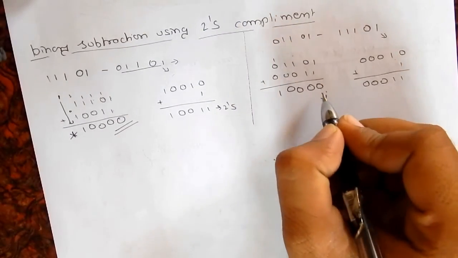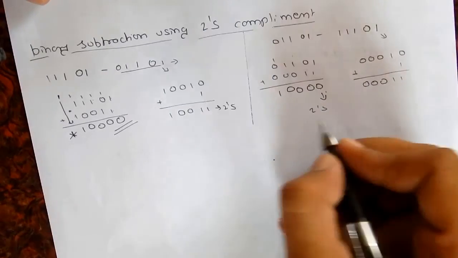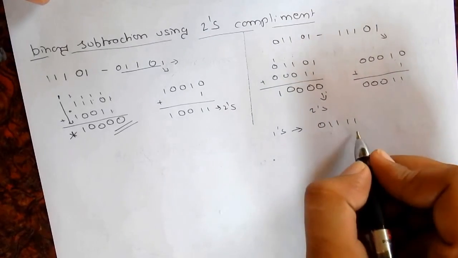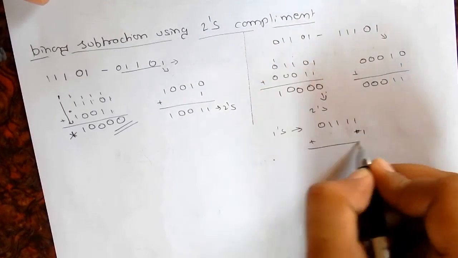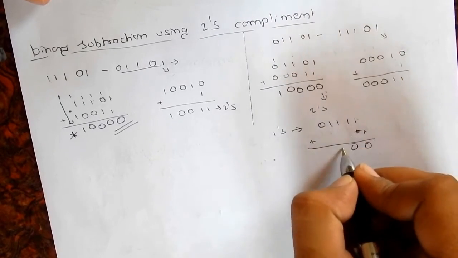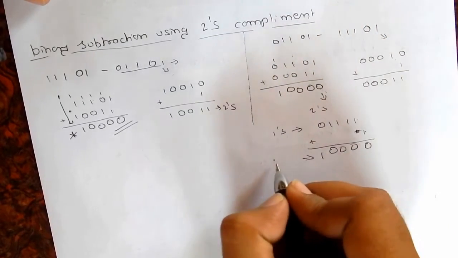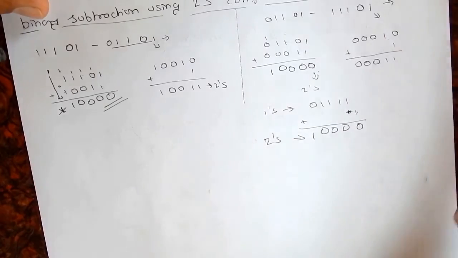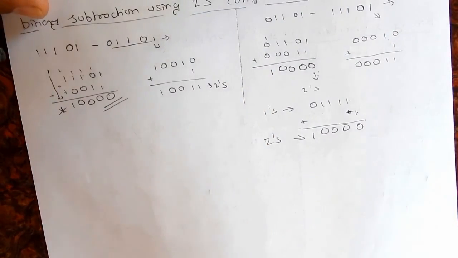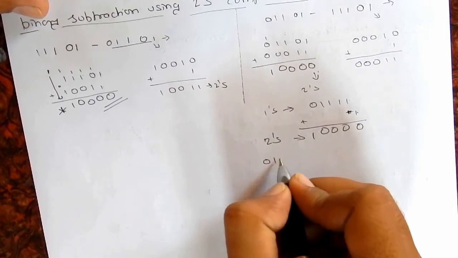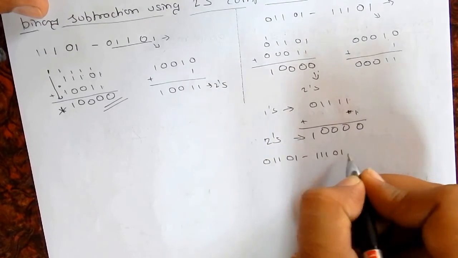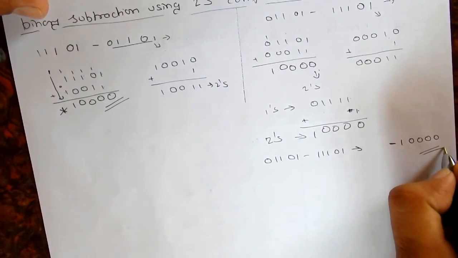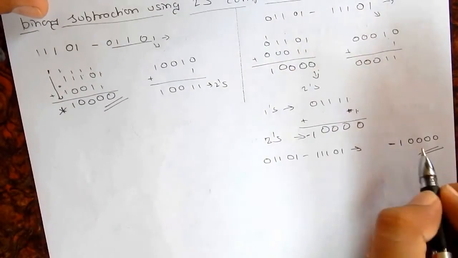For that, what you have to do is find the 2s complement of this number. So the 1s complement will be 0 1 1 1 1, toggling all the bits, and then add 1. 1 and 1, 0; 1 and 1, 0; 1 and 1, 0; 1 and 1, 0 and 1. So this is the 2s complement of this number. For this result, you have to write down the 2s complement with a negative sign. So 0 1 1 0 1 minus 1 1 1 0 1 will be equal to minus 1 0 0 0 1. This will be the final result, the 2s complement with a negative sign.